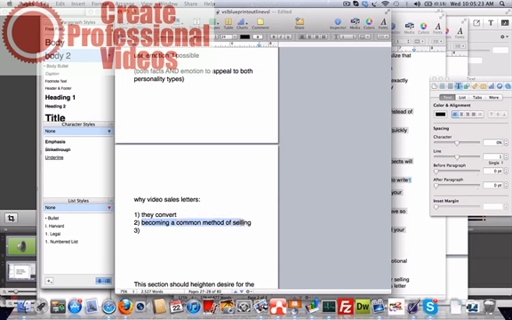And the second logical reason here is, hey, it's becoming a common method of selling. Now, just because something's common doesn't mean that we should use it. However, one of the reasons I think that it's becoming so common is A, they do tend to convert, and then B, what is going to be point 3 here, they are super easy to create.